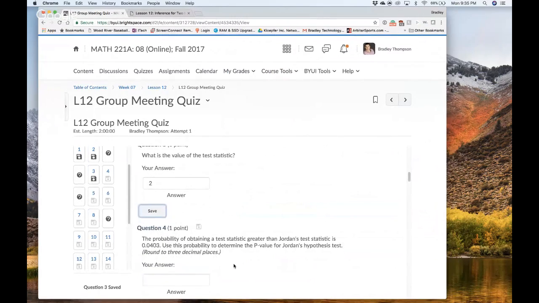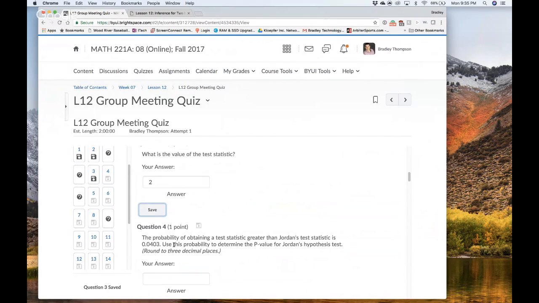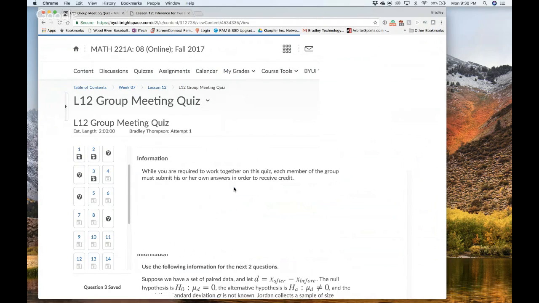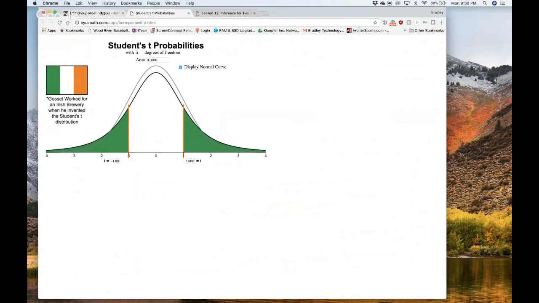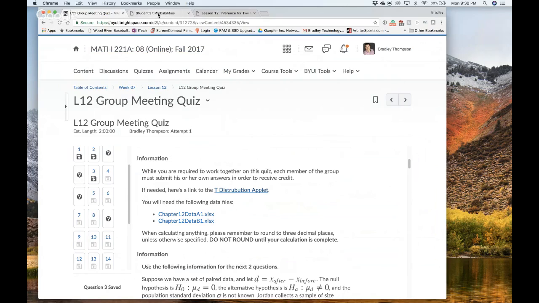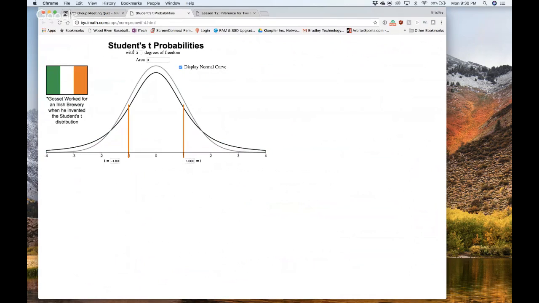Okay, the probability of obtaining a test statistic greater than Jordan's test statistic is 0.0403, the p-value of the hypothesis test. And this is the one he gave us the video on, right? He talked to us about this one: the p-value is always both tails. And he said the keyword was between. Did you guys watch that? Mm-hmm. The between is in between the two lines. T is 1.1.